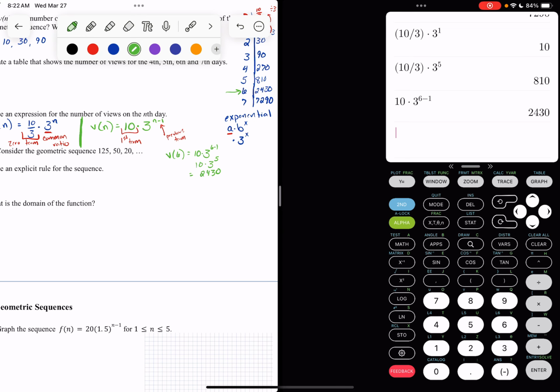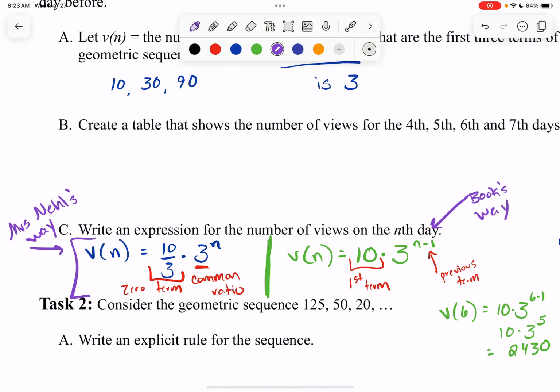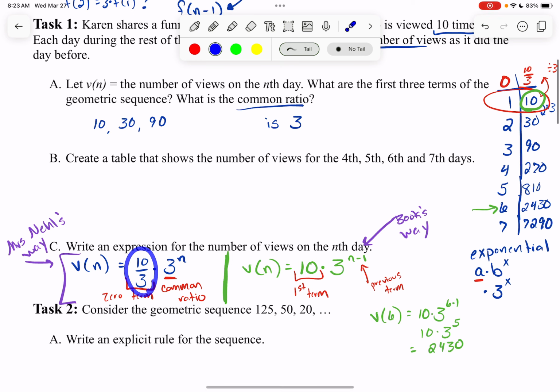I will tell you that your book always does it this way. This is the way the book does it. This is the book's way. This is Mrs. Neal's way because I know how to write exponential functions from our past so many sections, and so I'm better at doing it this way, and it's one less thing to remember. I often don't remember this n minus 1 hack, but I do know that this A term normally always comes from the 0th term, like what we did all last chapter.